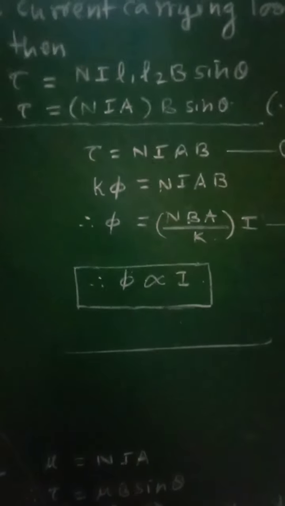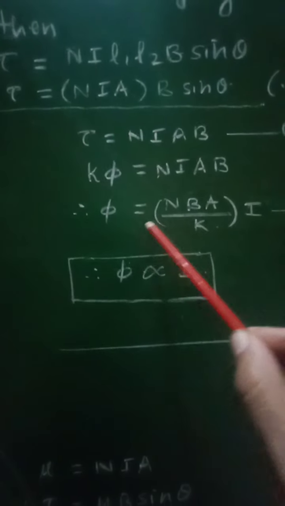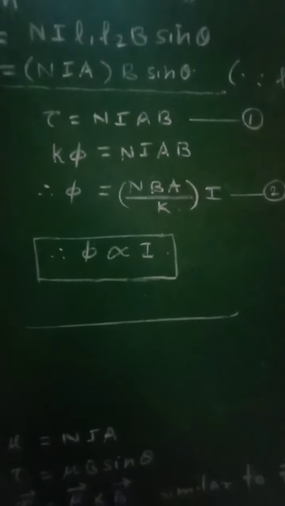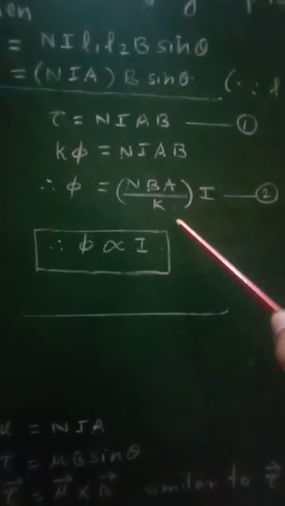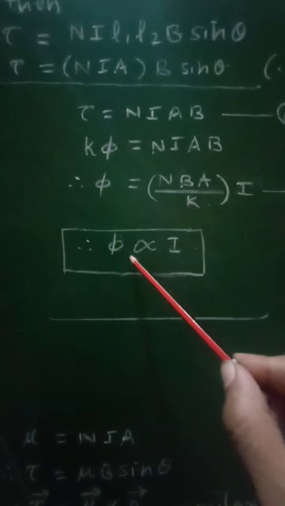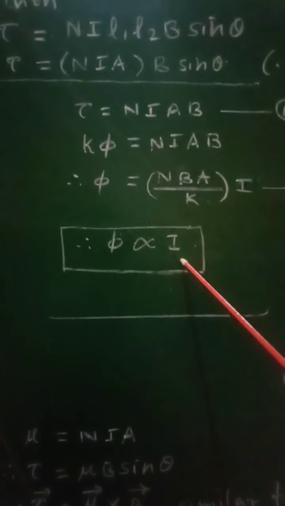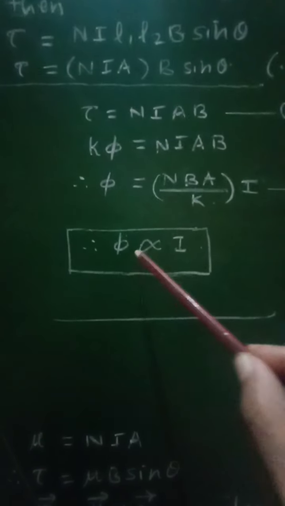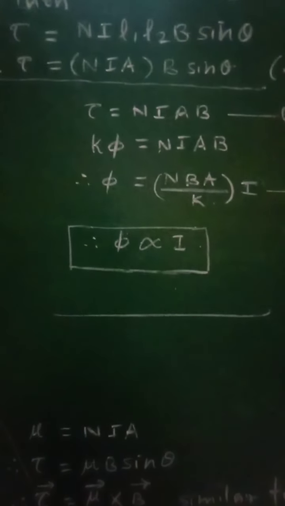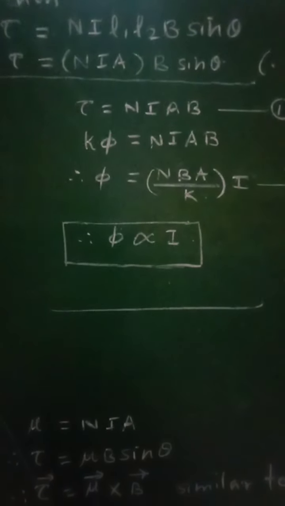Both will be the same because the coil is at rest, and therefore from this relation phi equals NBA upon K into I. As N, B, A and K are all constant, we can say that phi is proportional to I. That is, the deflection of the coil of the galvanometer is directly proportional to the current flowing through the coil, which is the working principle of this moving coil galvanometer.